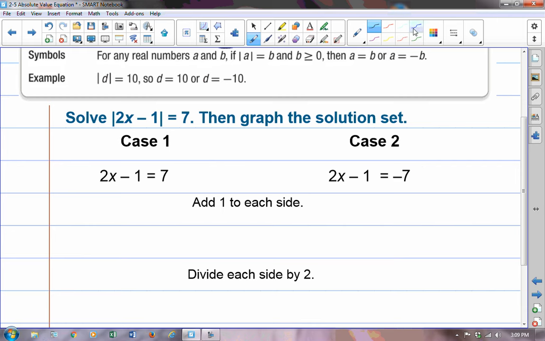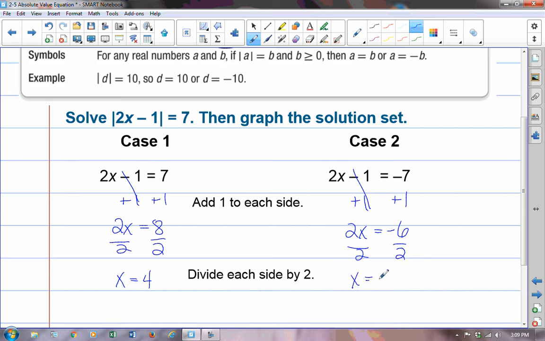And then you just go through your process for solving like you do any other equation. So we'll add 1 to both sides, and we have 2x is equal to 8. Let's just finish out this one here. And then we'll divide by 2, and we get x is equal to 4. So that's case 1. We're going to do the same operations with case 2. It just is set equal to a different number, the negative number. So we will add 1 to both sides, and we get 2x is equal to negative 6. And then we divide by 2. We get x is equal to negative 3.